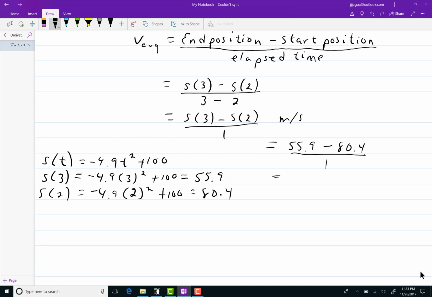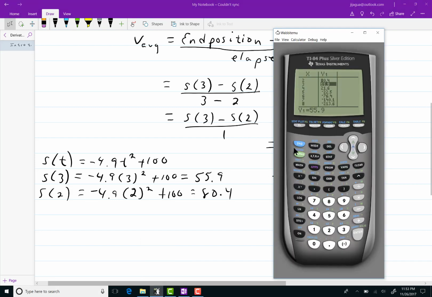So, let me see, this is equal to negative 24.5 meters per second. I'm not going to leave it at that. I'm actually going to check that out. Let me go back to the home screen.